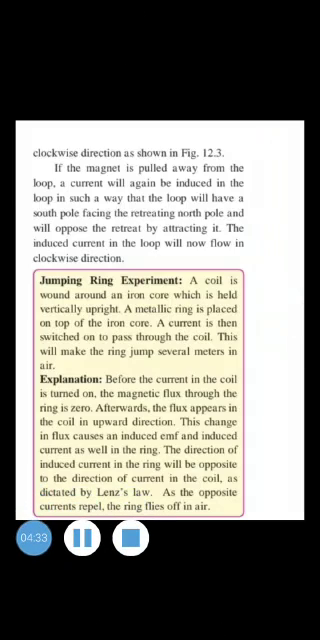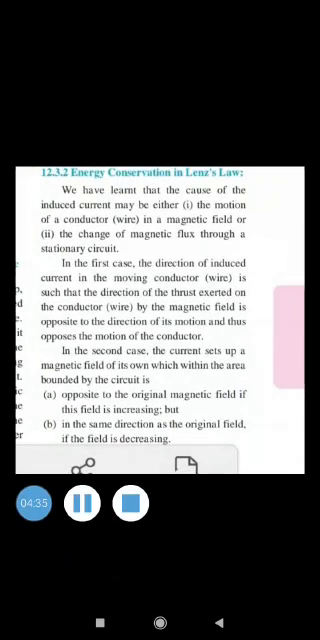In the second application, the energy conservation in Lenz's law. Now we have studied two cases. The cause of induced current or induced EMF may be, first, the motion of a conductor or wire in a magnetic field, that is, the conductor is suddenly moved in a stationary magnetic field. This is the first cause.